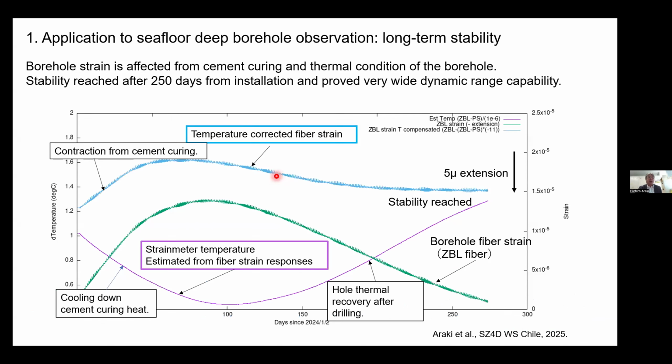Initially, the borehole fiber optic strainmeter exhibited rapid strain change due to cement hardening. However, after 1 year since installation, the system has stabilized significantly, and it is now in a condition suitable for detecting slow slip events.